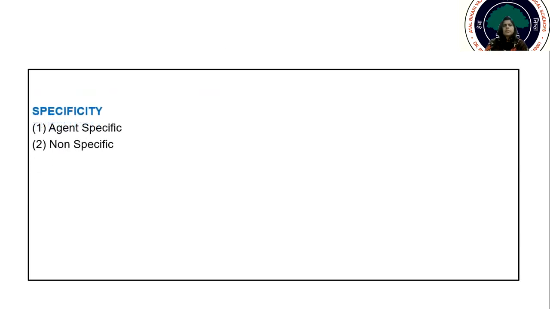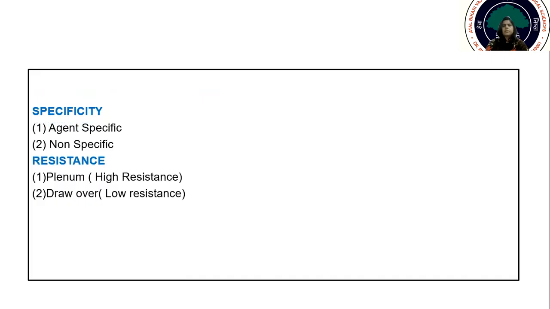On the basis of specificity, vaporizer can be classified as agent specific or non-specific or multiple agents that can be used inside the vaporizer. On the basis of resistance, vaporizer can be divided as plenum vaporizer, which offer high resistance to the gas flow, or drawover inhalers, which offer low resistance to the gas flow. According to the location, vaporizers can be classified as those which can be used within the circuit or those which are used outside the circuits. The vaporizer with low resistance can be used within the circuits. However, those who have high resistance are used outside the circuit.